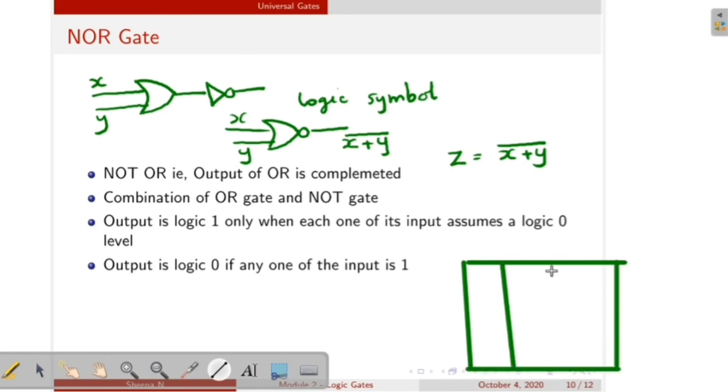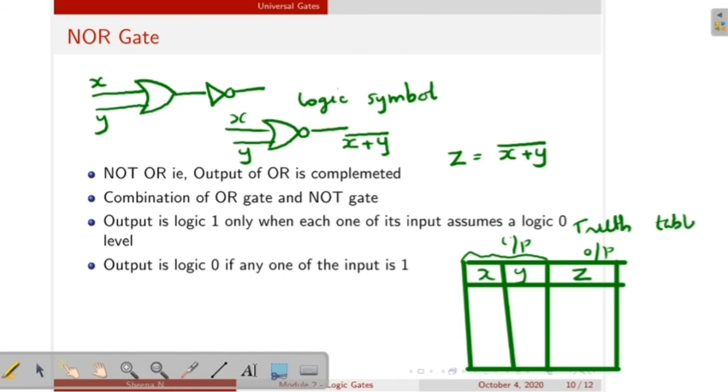here there are two inputs x and y and only one output. x and y are the inputs and z is the output. So this is the truth table. There are four combinations: 0 0, 0 1, 1 0, 1 1. In the case of OR operation, if any one of the inputs is equal to 1, then the output is 1. So in the case of OR operation, these are the outputs.